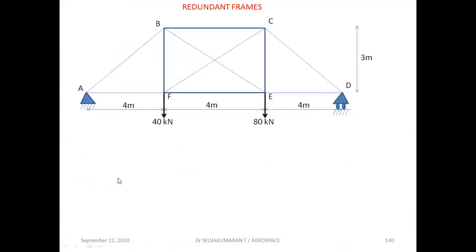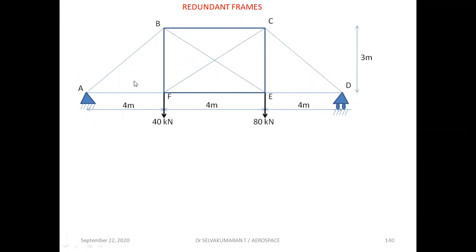So now we are going to the redundant frames. For example, if you take the condition m is equal to 2j minus 3, it means a perfect frame; m is less than 2j minus 3 means it's a deficient frame; m is greater than 2j minus 3 means it's a redundant frame, where m is the number of members and j is the number of joints. If you apply that concept here, you will get m is greater than 2j minus 3.